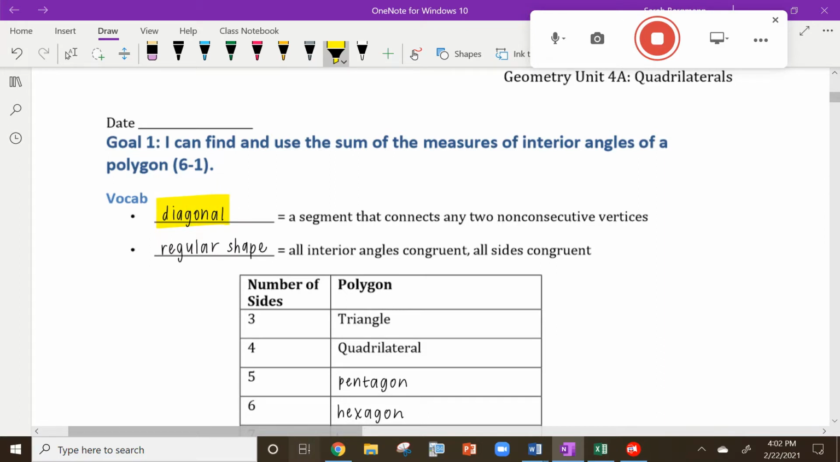Maybe you already know these, but I'll tell you them anyway. First is a diagonal. This is a segment that connects any two non-consecutive vertices. Non-consecutive means they're not in a row.